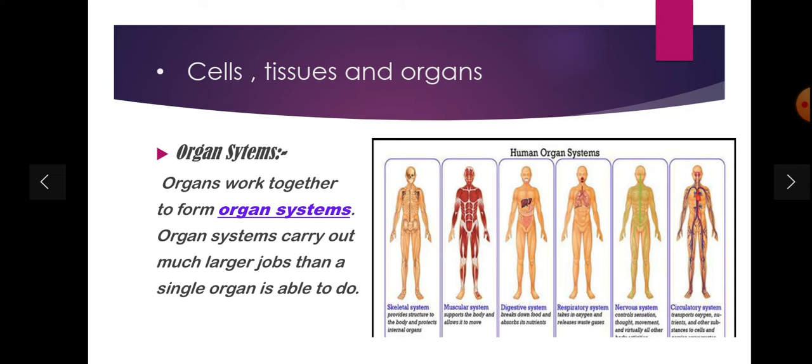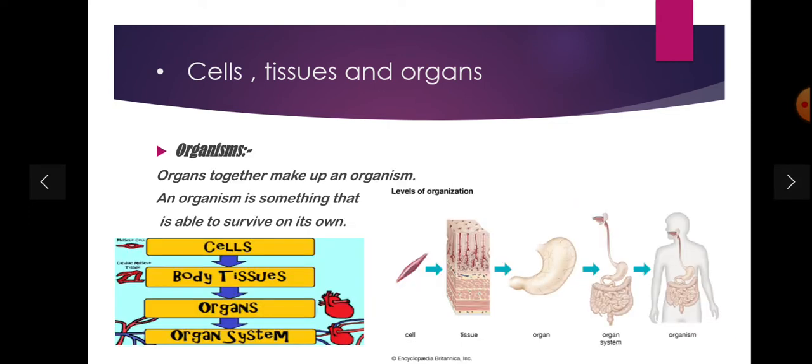And now, organ system. Organs work together to form an organ system. Human organ systems are like the skeletal system, muscular system, digestive system, respiratory system, nervous system and circulatory system. These are all organ systems that carry out much larger jobs than a single organ is able to do.